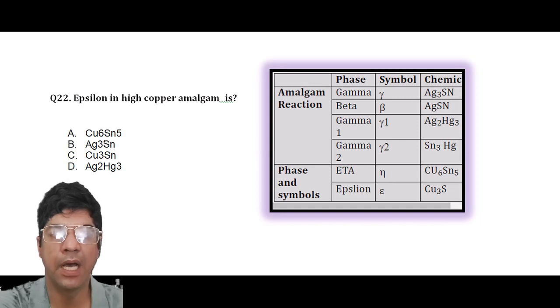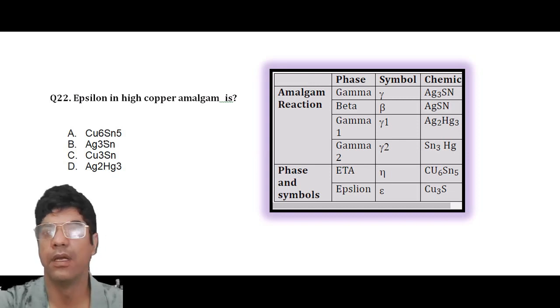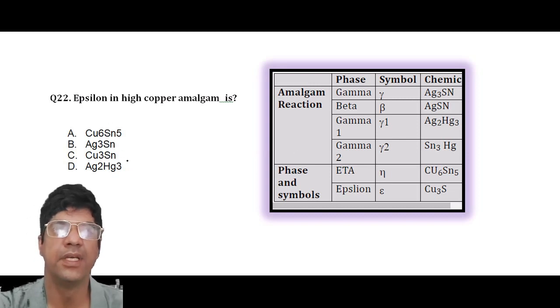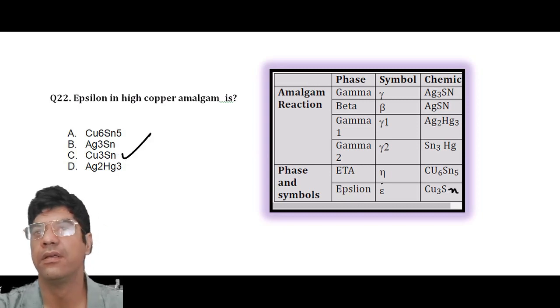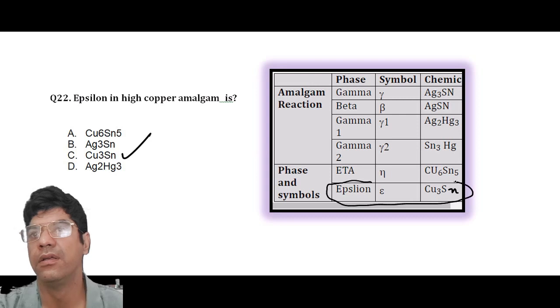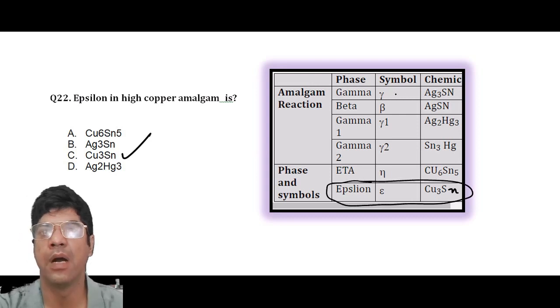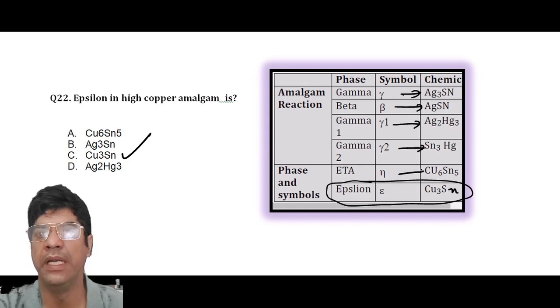The epsilon in high copper, the answer is C. So remember the gamma, beta, gamma 1, gamma 2, eta. Remember these.